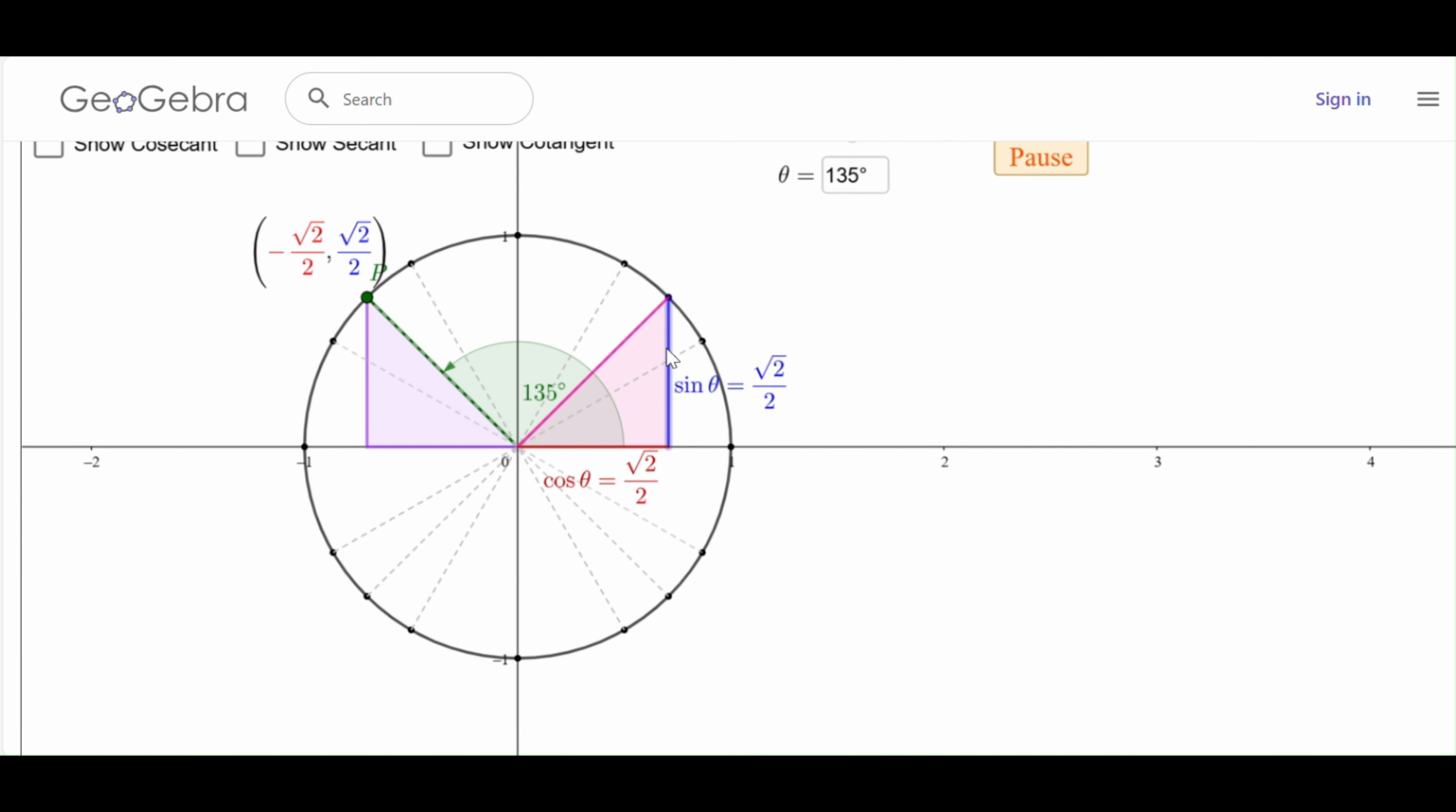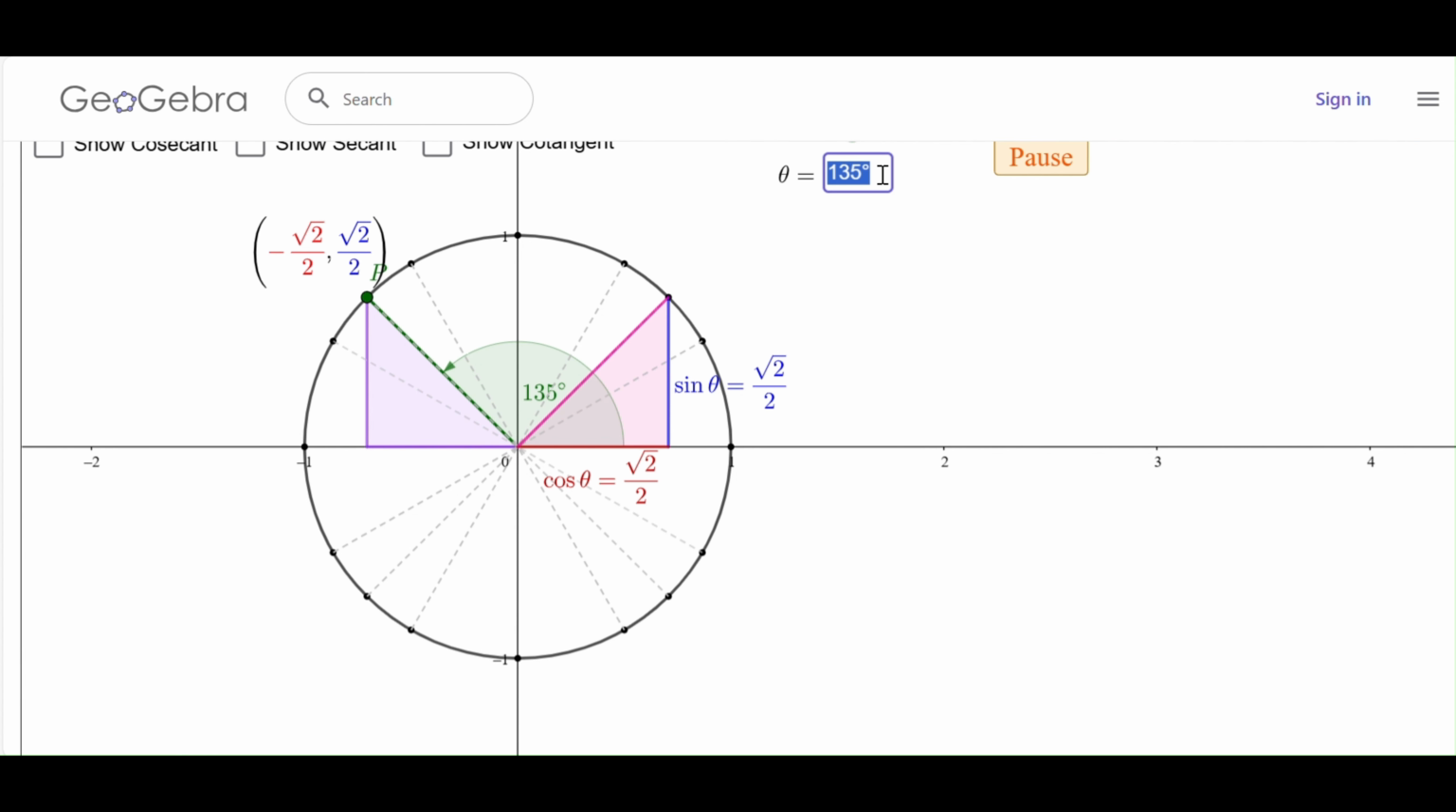So for 45 degrees, sine was positive, radical 2 over 2, while for 135 degrees, oh, sine is also positive, radical 2 over 2. Cosine was positive, radical 2 over 2, but for 135 degrees, cosine is negative. And that's the only difference, right? So if you know 45, then you know 135. The only difference is cosine was positive, now it's negative. Okay, then what's the next one?